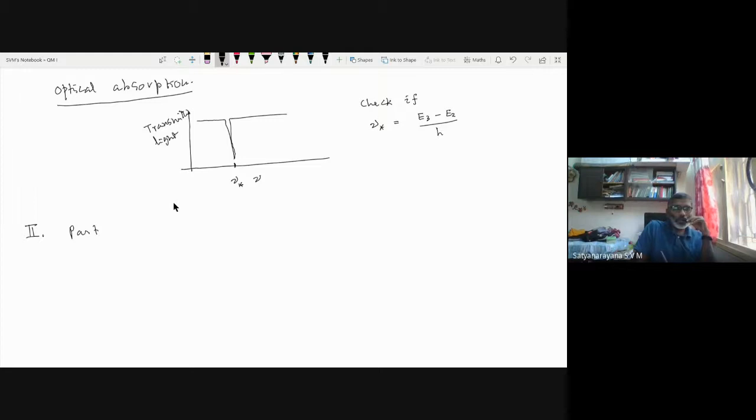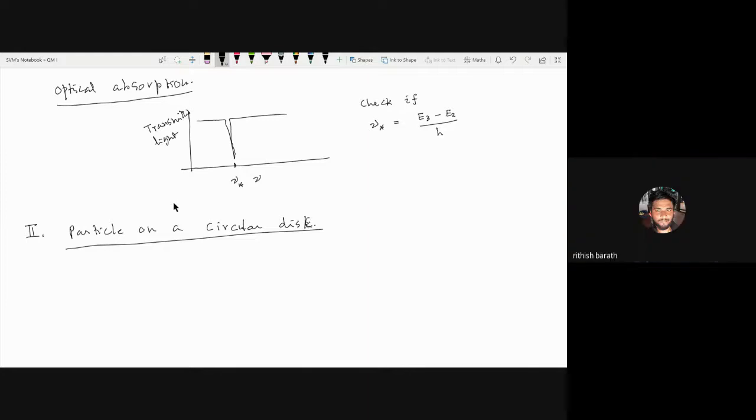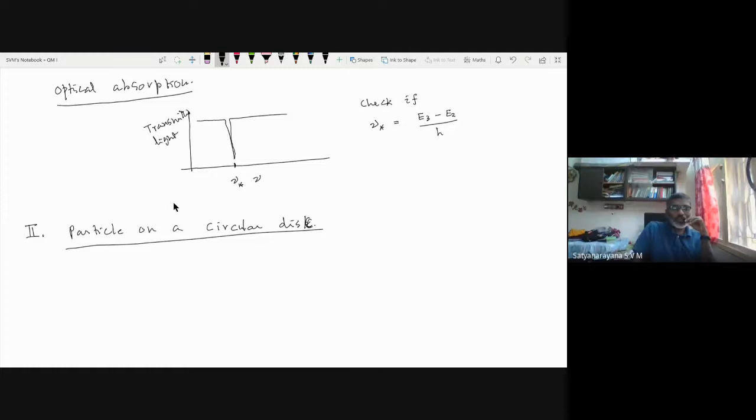Next problem is particle on a disc. It's not a ring, but I can call this a circular disc. It's still a two-dimensional problem. Sir, here it will be dependent on both r and theta, right? Correct. Here it depends on both r and theta, and hence we have to use that full del square that I have for this.